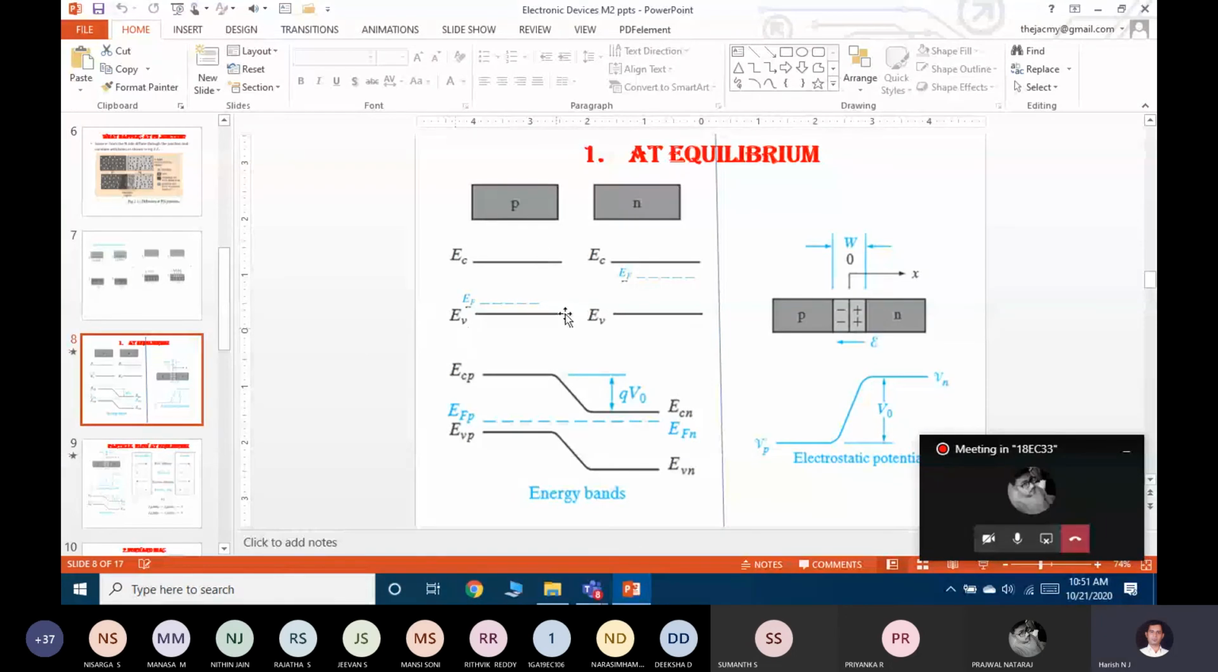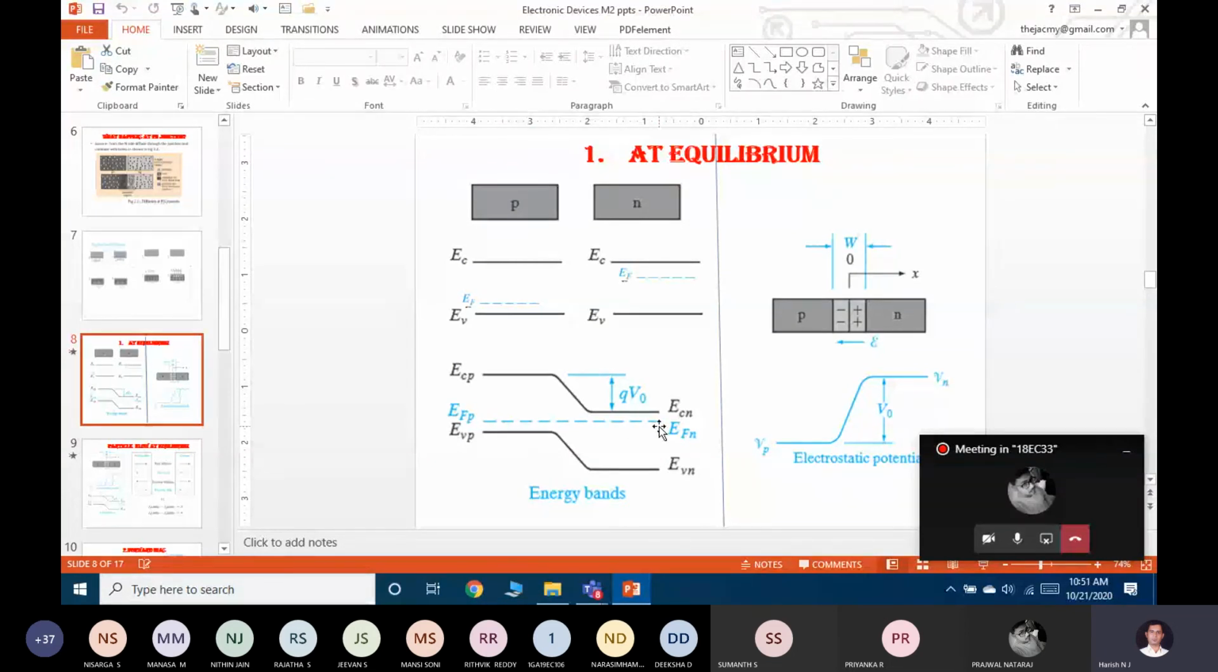Separately, I am representing the p-type semiconductor in terms of a band diagram, and the n-type semiconductor in terms of a band diagram. When you join this p block and n block, your Fermi energy level, when V is equal to 0, will be like this, in this fashion. Fermi energy level in n-type, Fermi energy level in p-type.